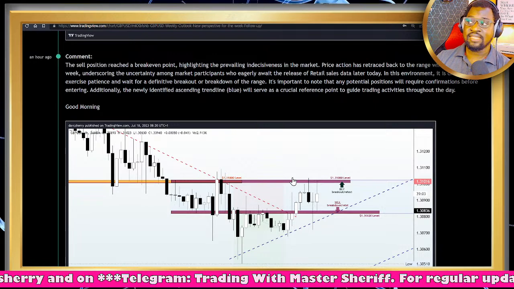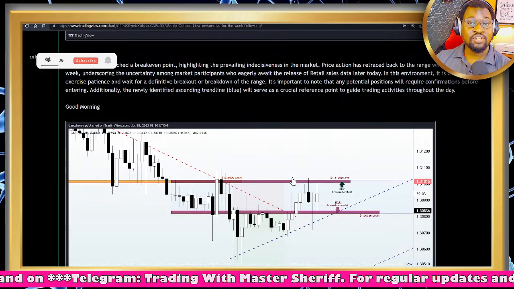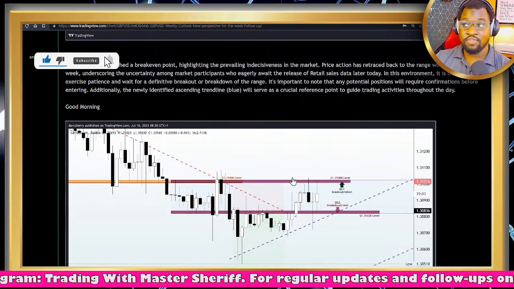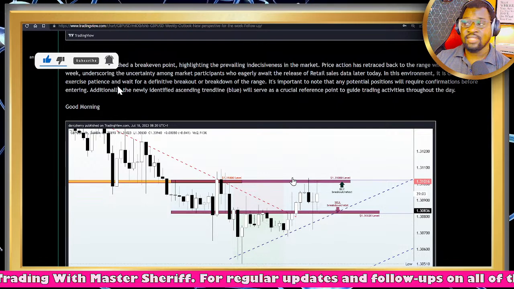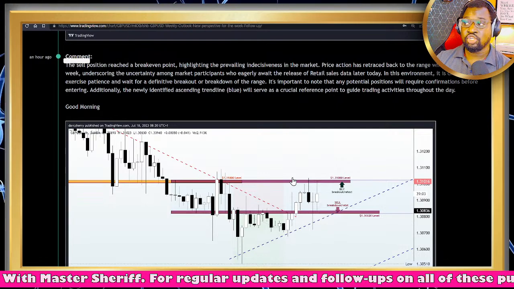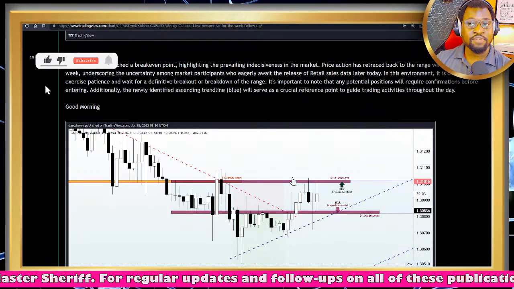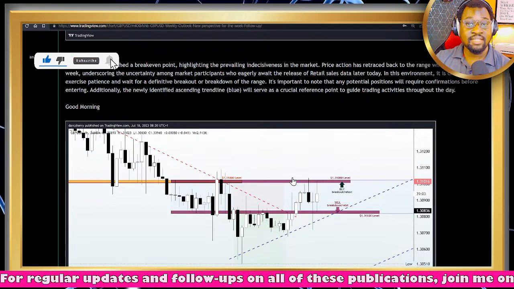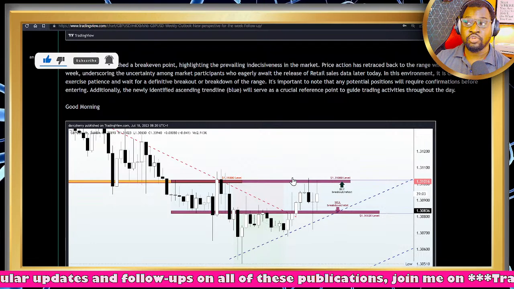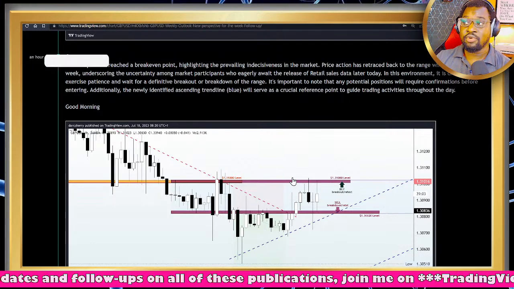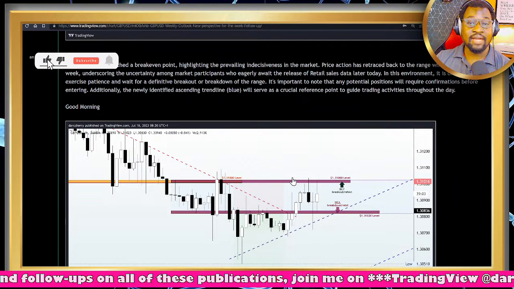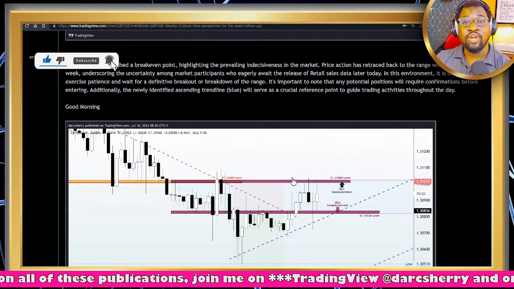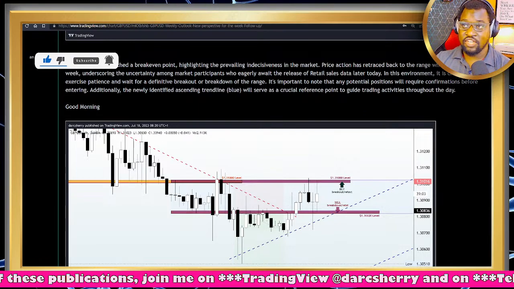In this environment, it is crucial to exercise patience and wait for a definitive breakout or breakdown of this range. It is important to note that any potential position will require confirmations before entry. Additionally, the newly identified ascending trend line, which is the blue one on your screen, will serve as a crucial reference point to guide trading activities throughout today. So now let's run through what I'm trying to explain here on the live chart.